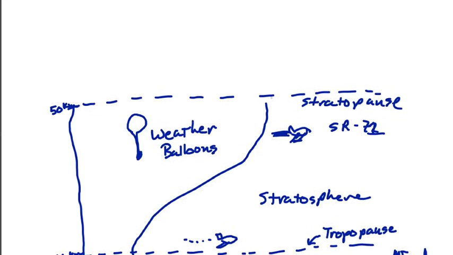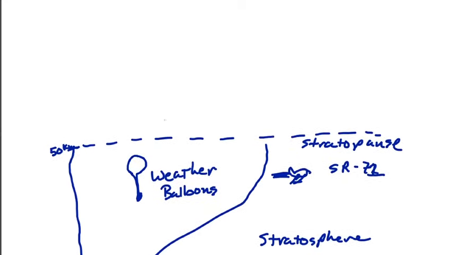Okay, so as we come up above the stratosphere, as we continue up our atmosphere of the Earth here, now we are up in what's called the mesosphere.